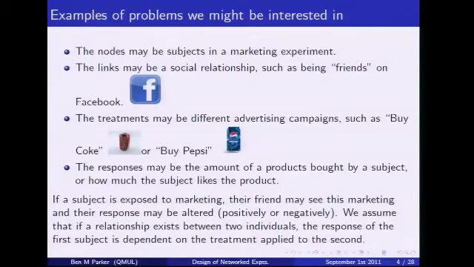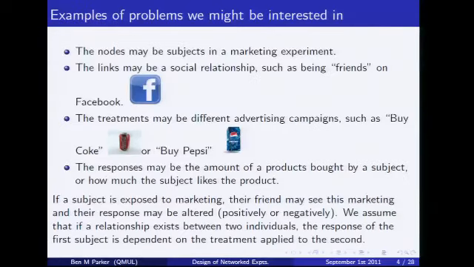So by applying a treatment to a subject, it may also get applied in some sense to the friends of that subject. So we're assuming that if there is a relationship between two individuals, then the response from the first subject is dependent on the treatment applied to the second subject.